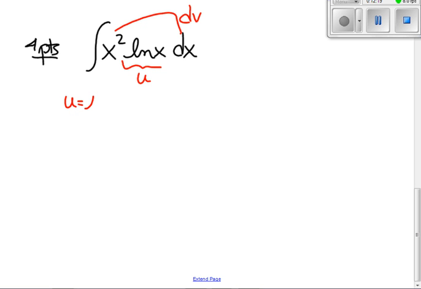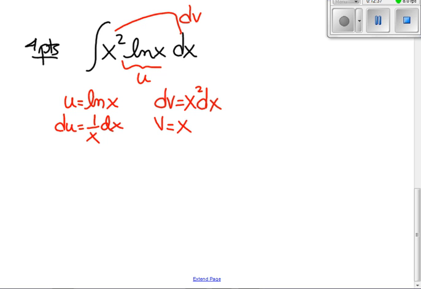So u is equal to the natural log of x. Then what's du? 1 over x. dv is x squared dx. And if this doesn't work, you do it the other way, you turn it around. So v is x cubed over 3.